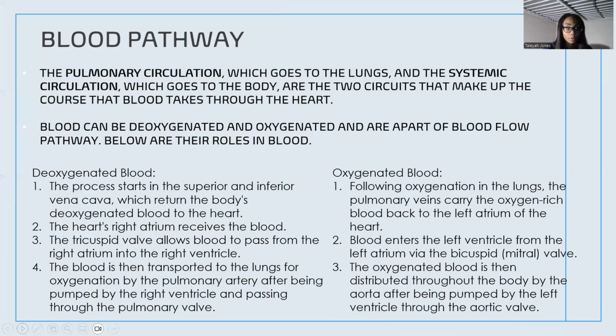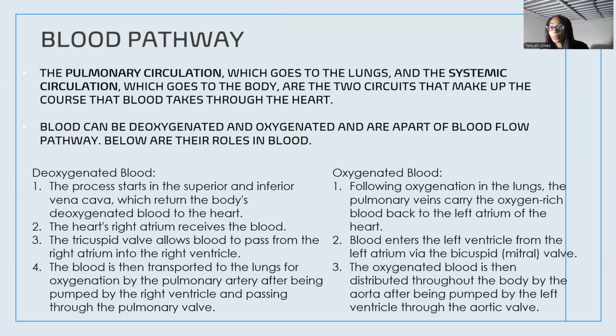This is the blood pathway. I'm going to start with that. There is the pulmonary circulation, which goes to the lungs, and there's the systemic circulation, which goes to the body. These are the two circuits that make up the course that blood takes throughout the heart. Also, blood can be deoxygenated or oxygenated and are a part of the blood flow pathway.